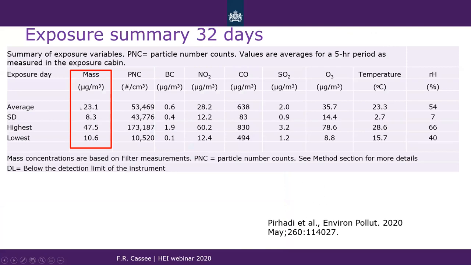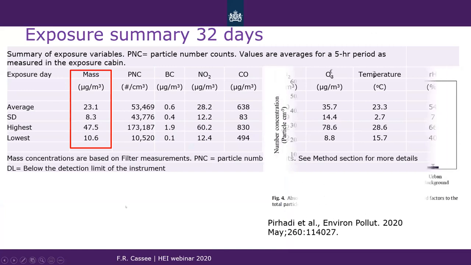The average concentration in mass is not that high. It's 23 micrograms per cubic meter, so you don't even exceed the standards there. There is certainly contrast, but still below the daily standard for PM2.5. And we captured also the gases and particle number concentrations.